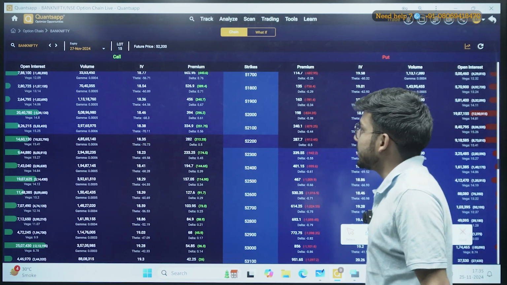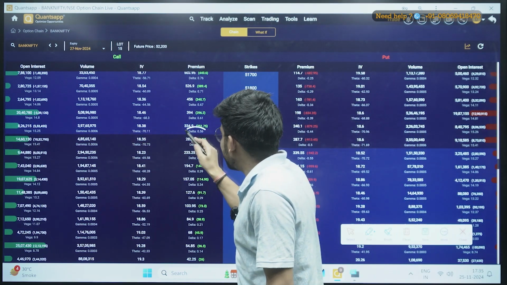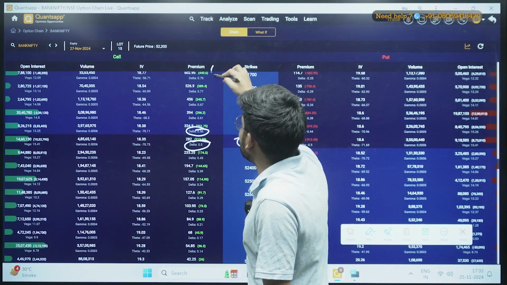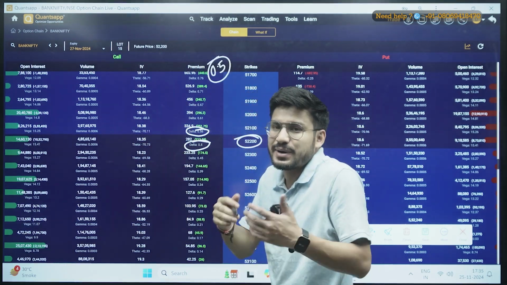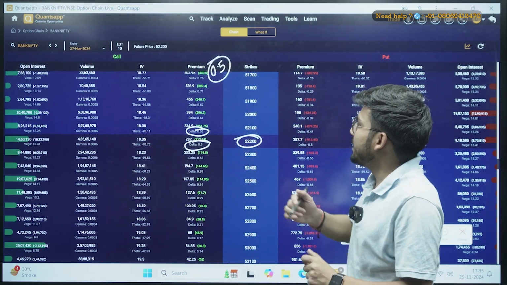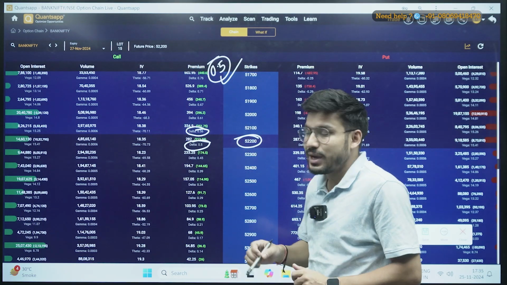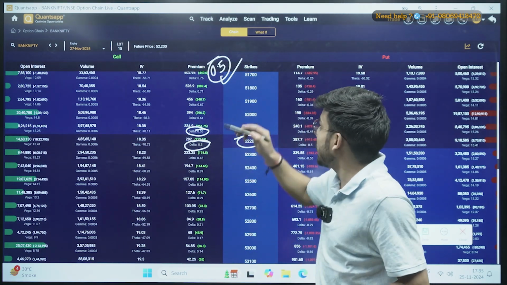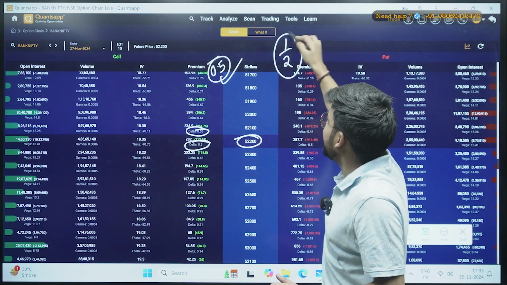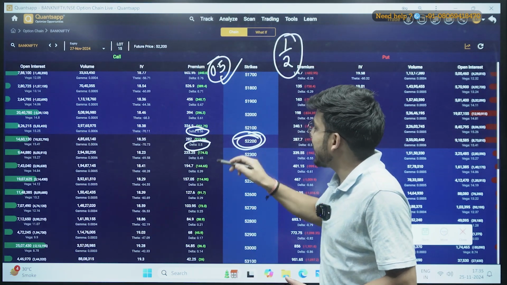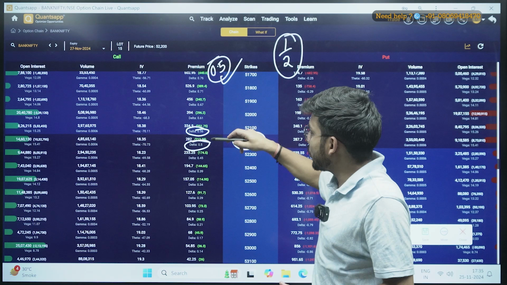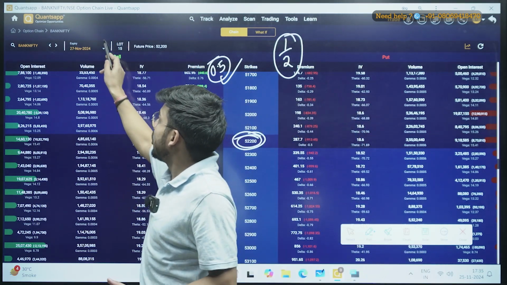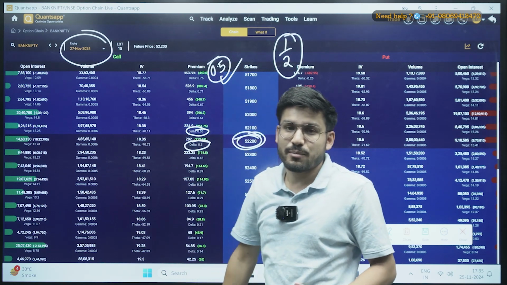So just see here, you can see the delta is 0.56, and on the ATM strike price the delta will always be approximately 0.5. So it will denote the uncertainty, because 0.5 means 1 by 2. So it means my ATM strike price can expire in the money or it can expire out of the money on this date, that is 27th November.